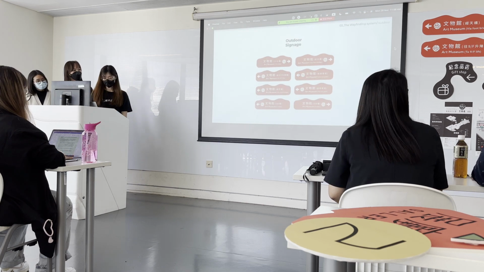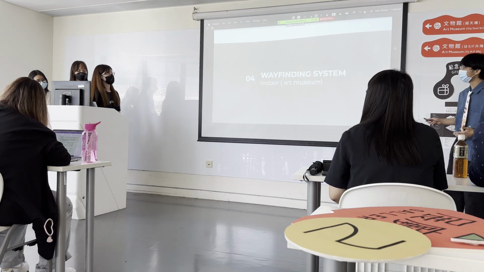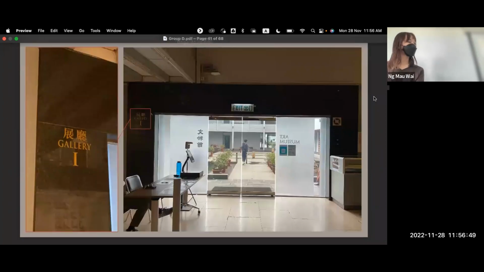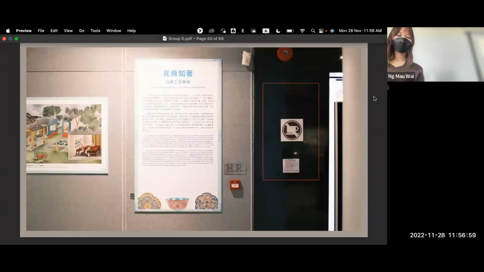Now I'm going to introduce the inside part of the wayfinding system. To go through the problems we found and the solutions we came up with, I want to introduce one visitor's experience. This visitor comes in from Gallery 1, Gallery 2, but he wants to visit Gallery 1. He saw the signage on the left and thought that the entrance on the right was the entrance of Gallery 1, but it actually leads outside the museum.